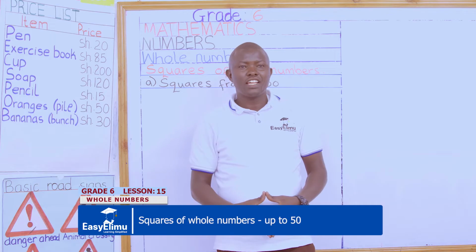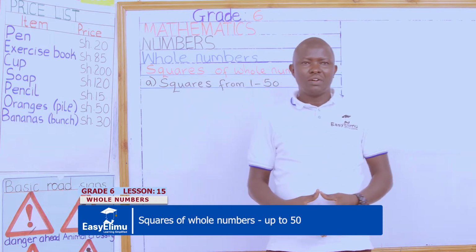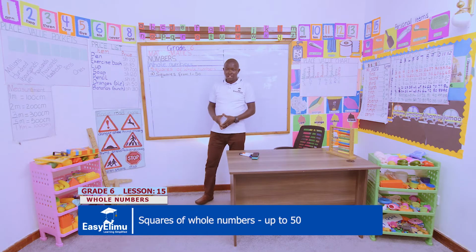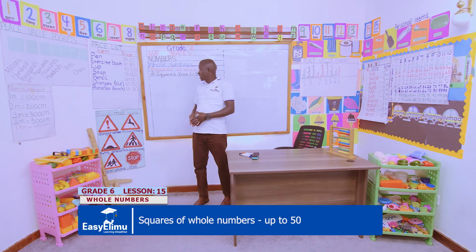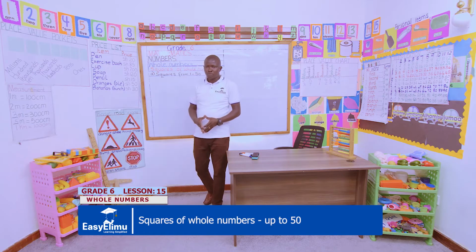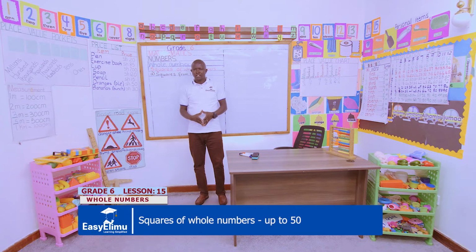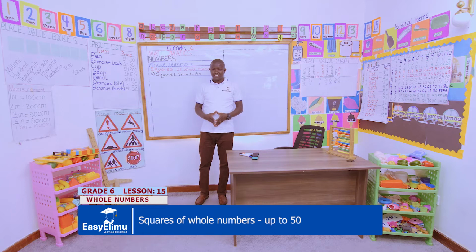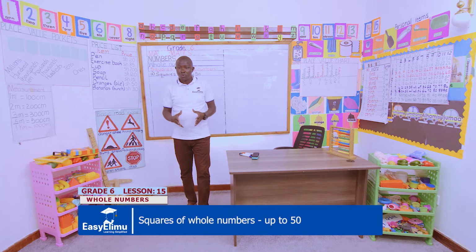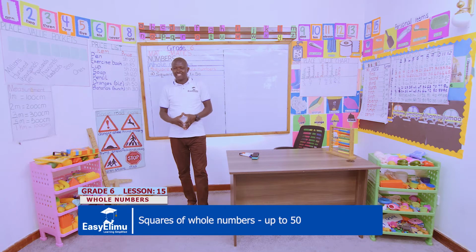In our lesson for today, Mathematics for Grade 6, we will be dealing with squares of whole numbers. And in our squares of whole numbers today, we'll be working with squares from 1 to 50. Squares between 1 and 50. How do we compute the square of a number?